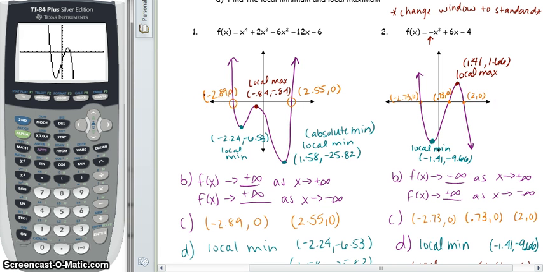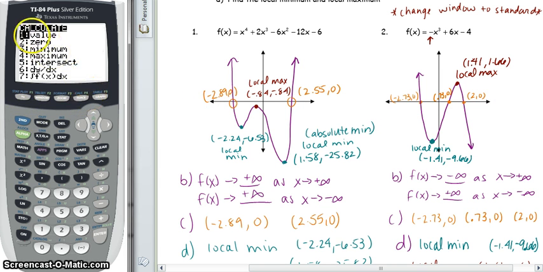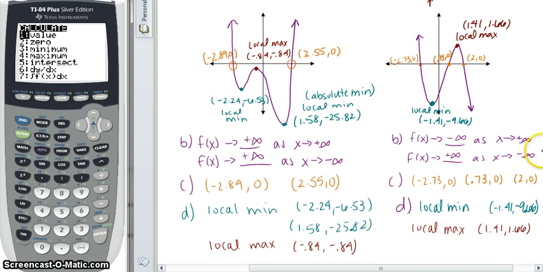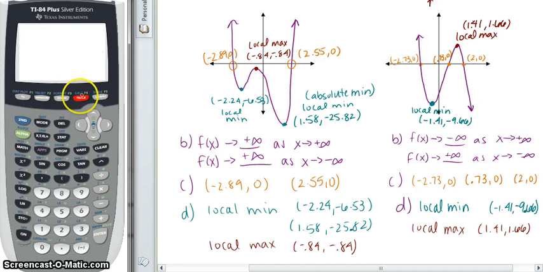Then to find our zeros, we'll use our zero function on our calculator. Remember, that's second trace, and it's the second option here. Find all of those zeros, each of those points. Then to find your local min, remember that's just using the min function on your calculator. To get to that point, you go to second trace, and you use this minimum value here. That will give you this point here. And then to find your local max, you use your maximum function to get that point.